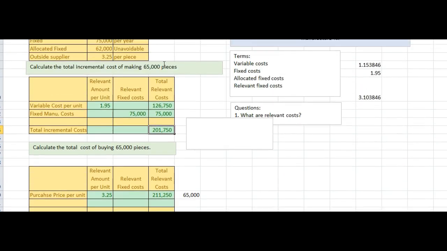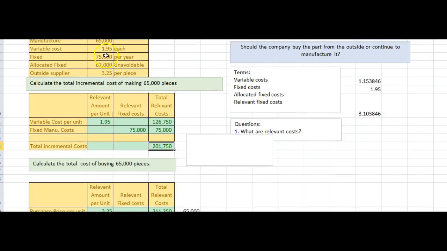Unavoidable, allocated fixed, there's nothing you can do about that, so it's not relevant to the situation. It's going to be there no matter what. This $60,000 or $75,000 cost would not be there if we didn't make the part, so that's why it's relevant.